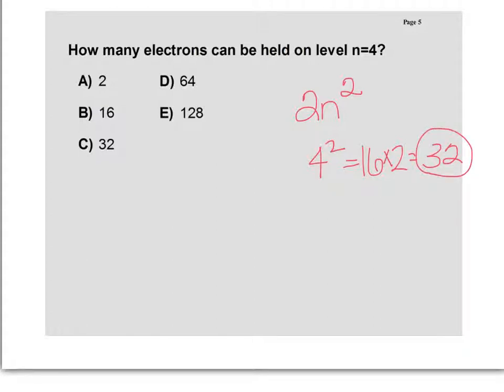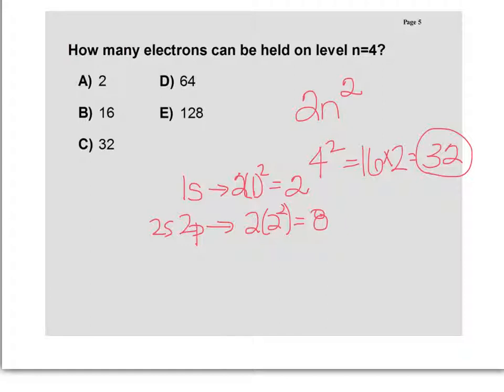Remember, on level 1, there was only a 1s, and that means 2 times 1 squared gave us 2 electrons. On level 2, there was 2s and 2p. 2 times 2 squared is 8, which makes sense. S could hold 2, and p could hold 6, and that adds up to 8.